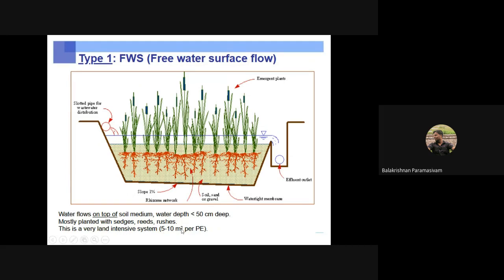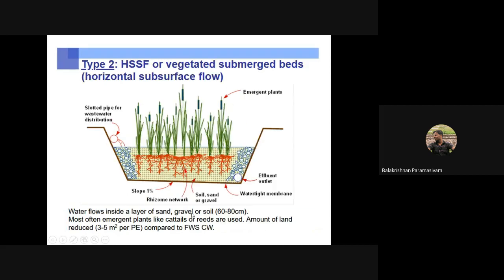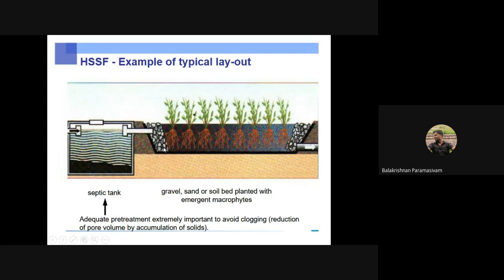Here, compared to 5 to 10 meters squared, because the water is passing like flowing water, we need to provide a higher hydraulic retention time. That's why a higher area is required. But in this case, we are providing a very high hydraulic retention time, so 3 to 5 meters squared per population equivalent is sufficient for the treatment process. It is applied whenever we are providing a septic tank; this treatment system can be applied after it.